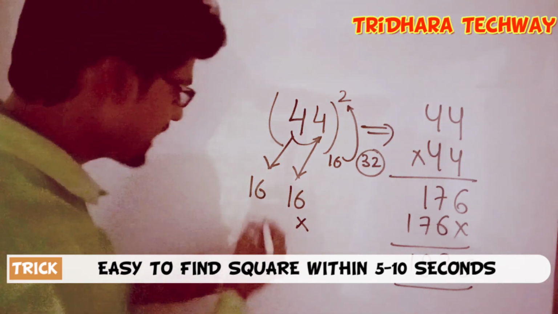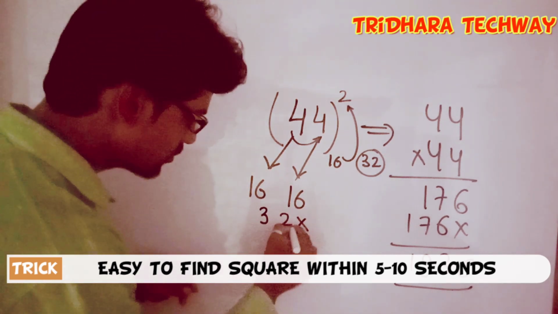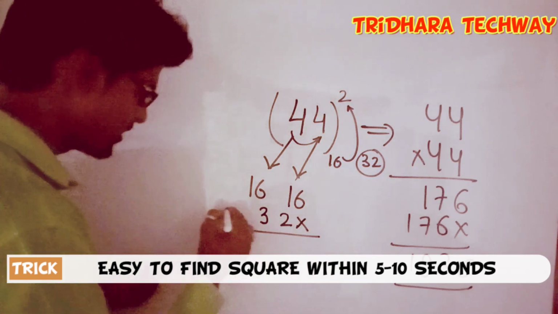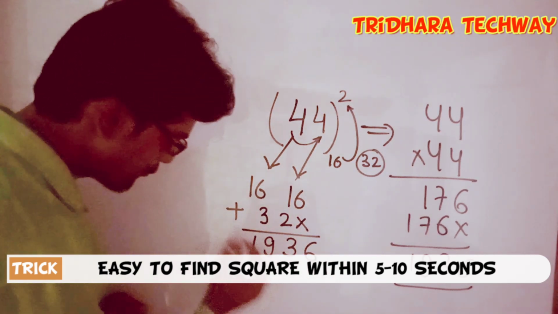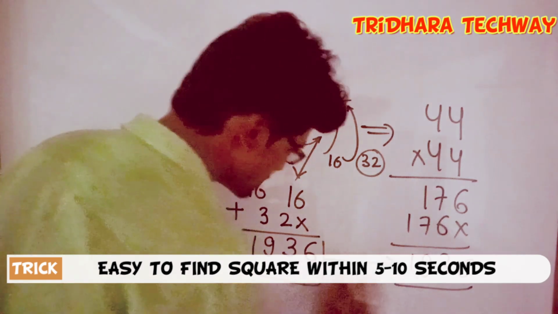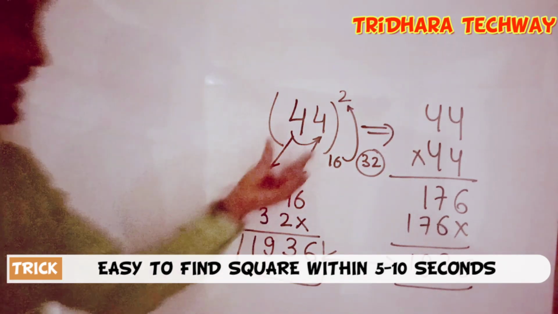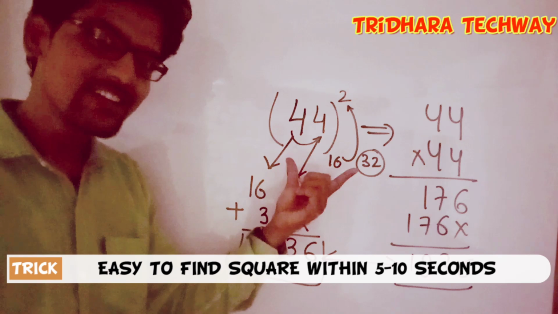Now put a cross here and add this 32 like that, and 1, 9, 3, 6. This is equal to this. Is it the easiest method we have seen ever?